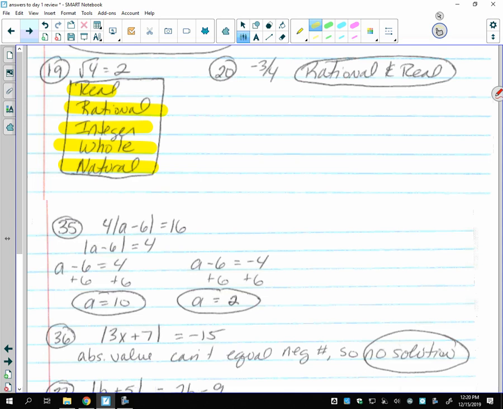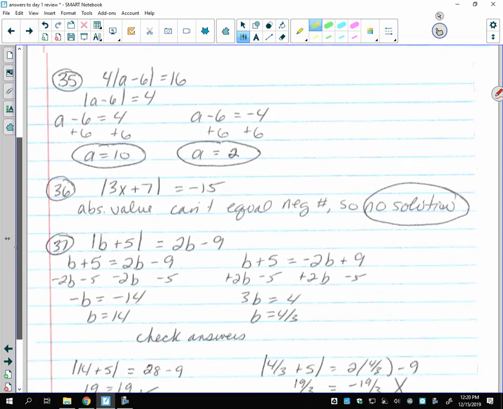So 5 is the most you're ever going to have. And then 20 is also a fraction, and fractions are not integers. They're not whole numbers. They're not natural numbers, so it's just rational and real. If you go back and look at your notes, if you still have them, I gave you a little diagram, or you could look up a diagram online. What else did we do in chapter 1?